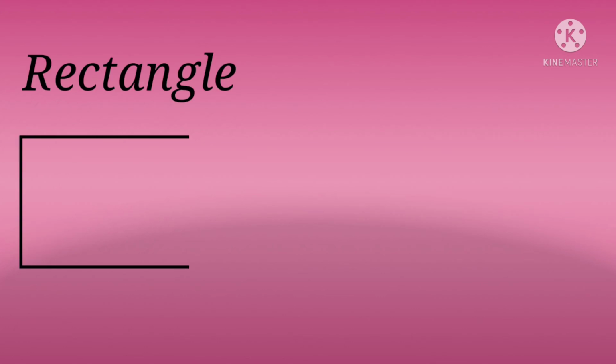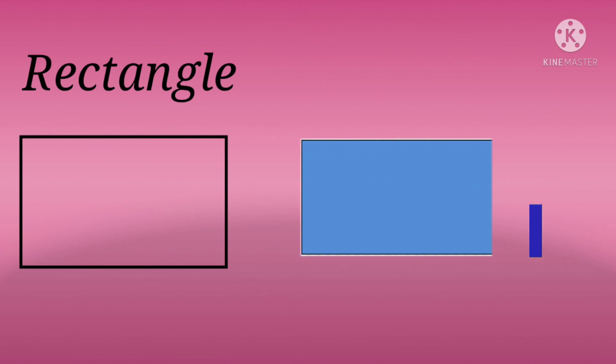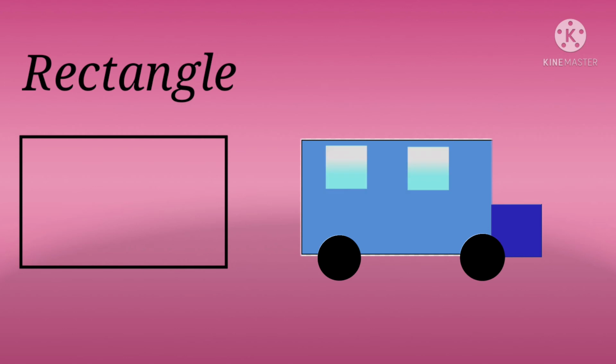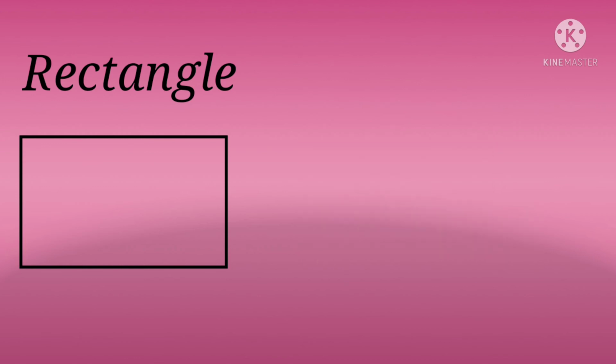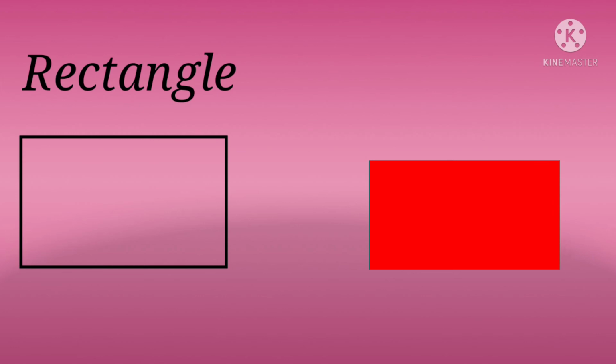Rectangle. Let's see what we can make with rectangle. Make a rectangle, then small square, then two circles, that is wheels, and two windows, that is square in shape. So our truck is ready. Let's see other drawing of rectangle.